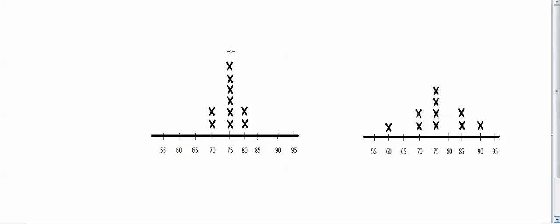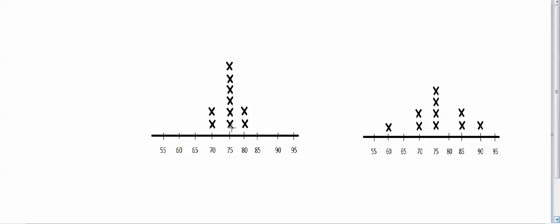In this video, we'll be looking at these two made-up data sets. Each one of these is supposed to be a made-up class of 10 students. So these are 10 students in a class, and these are 10 students in a class. And the graphs are showing their exam scores. So these are the exam scores of the 10 students in this class, and these are the exam scores of the 10 students in this other class.